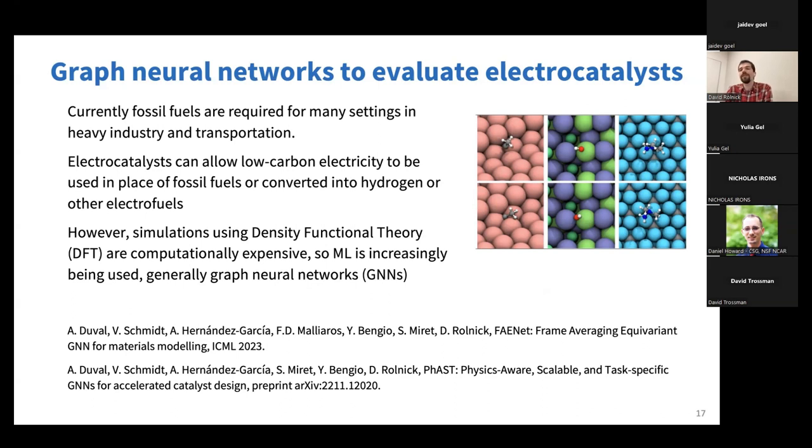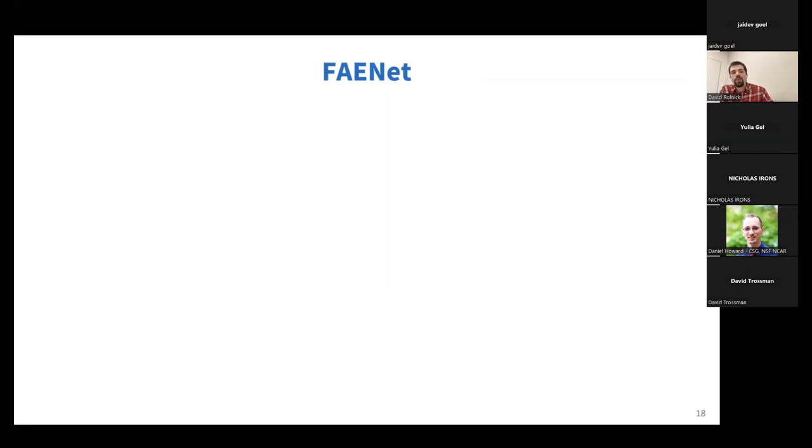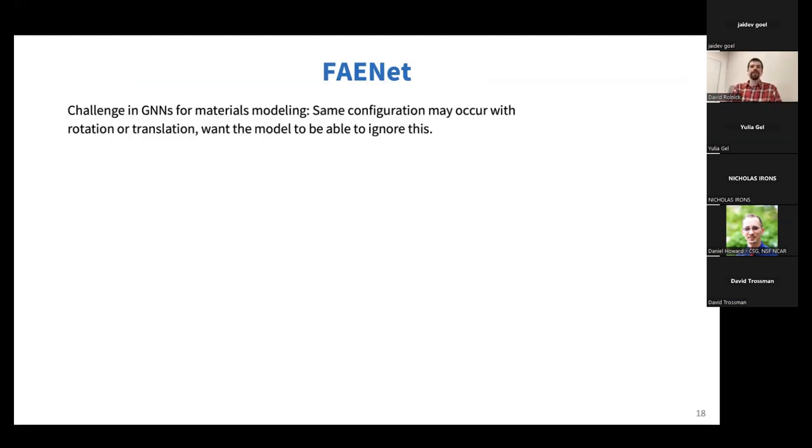So machine learning is increasingly being used, especially what's called graph neural networks, which can work with graph structured data that looks something like this, where you have an adsorbate being adsorbed onto a catalyst and they're reacting in some way. And you'd like to understand the chemical properties of this so you can determine whether the catalyst is very good. So we introduce an approach called FANET, which stands for frame averaging equivariant neural network. The challenge that we're trying to approach here is that in graph neural networks for materials modeling, the same configuration may occur with rotation or translation. And we want the model to be able to ignore this.